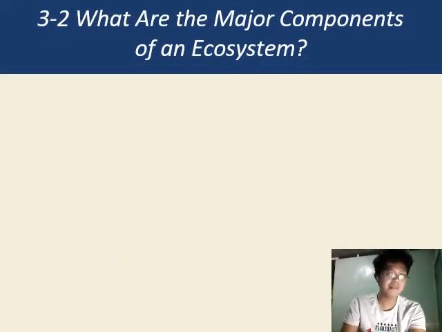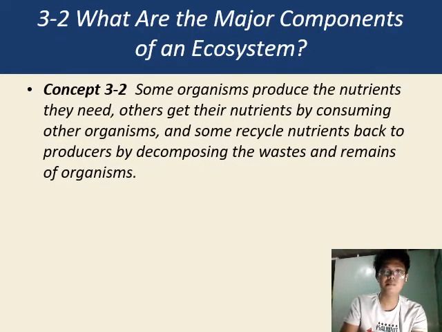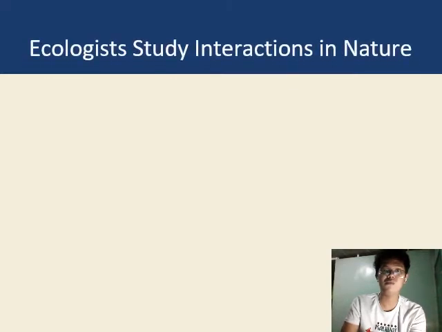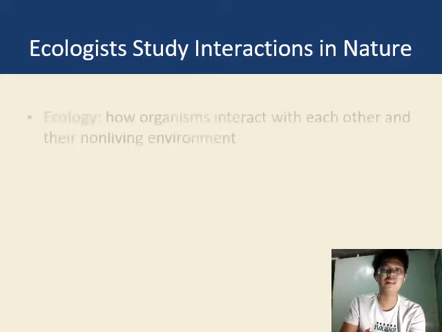The next section of this lecture is what are the major components of an ecosystem. So some organisms produce the nutrients they need, others get their nutrients by consuming other organisms, and some recycle nutrients back to producers by decomposing the waste and remains of organisms. So that is an illustration of what the interaction of nature is.